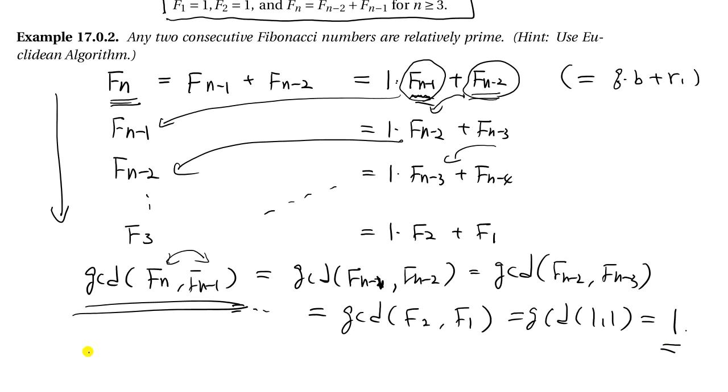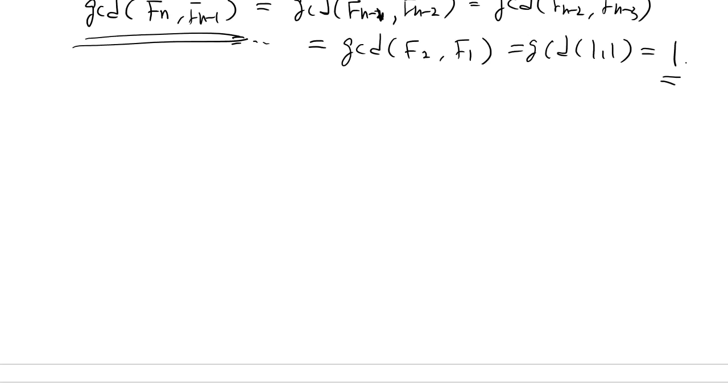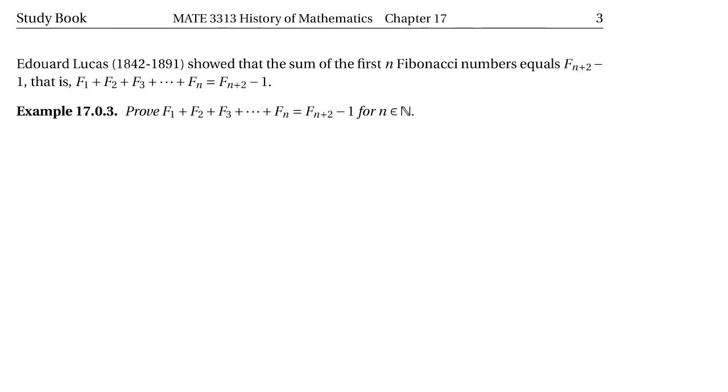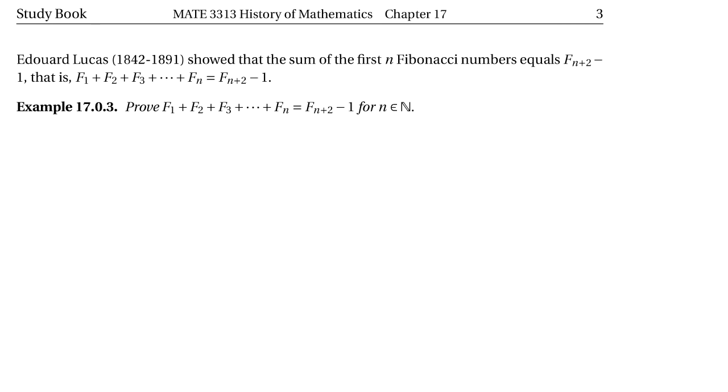Edouard Lucas also found very interesting results from this Fibonacci sequence. One of them is that when we add up all these Fibonacci numbers from F1 through Fn, that's actually the same as Fn plus 2 minus 1. So please check with the table for a few cases, but let's just prove this one in the general case.